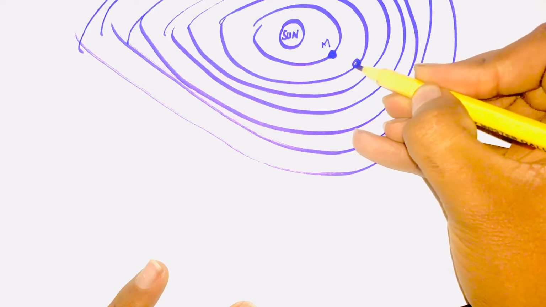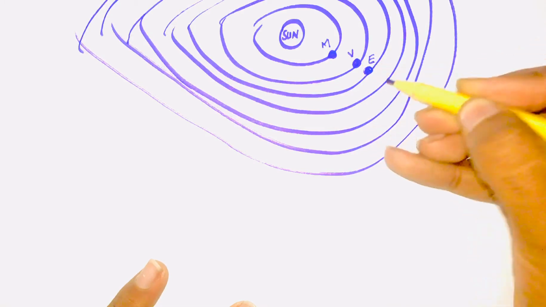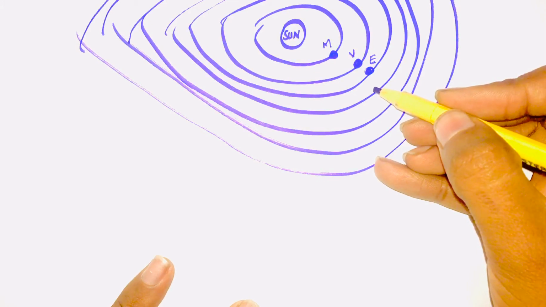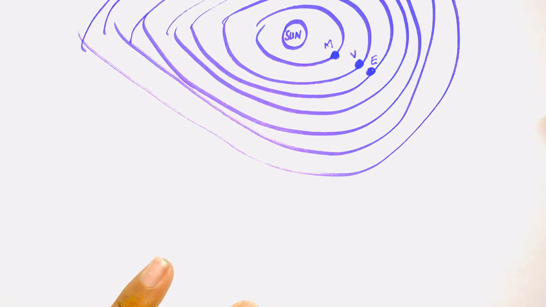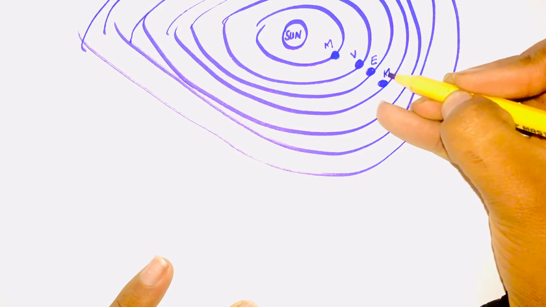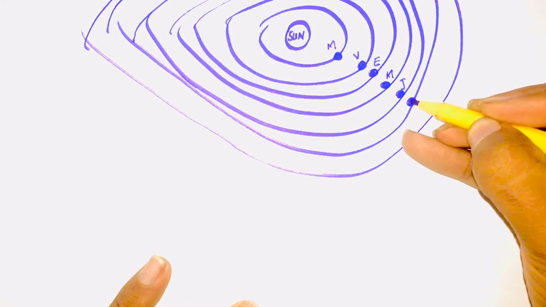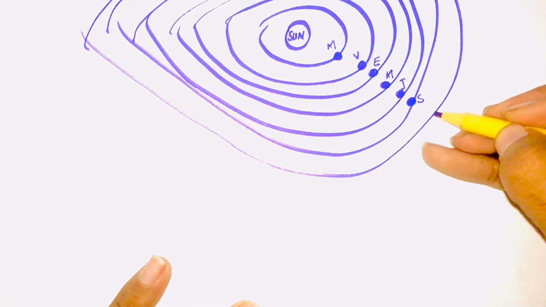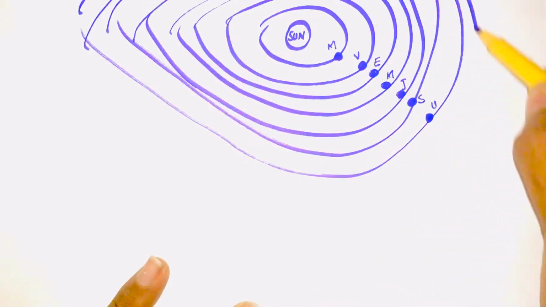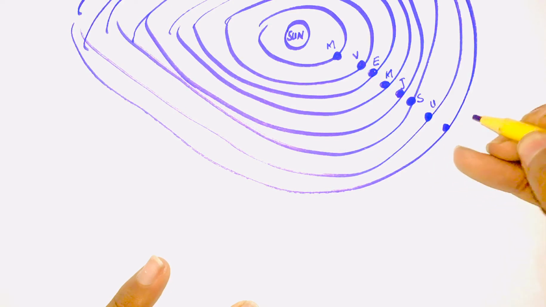the next is Venus, the next is Earth, next is Mars, then Jupiter, then Saturn, then Uranus, and there is another planet which is Neptune.